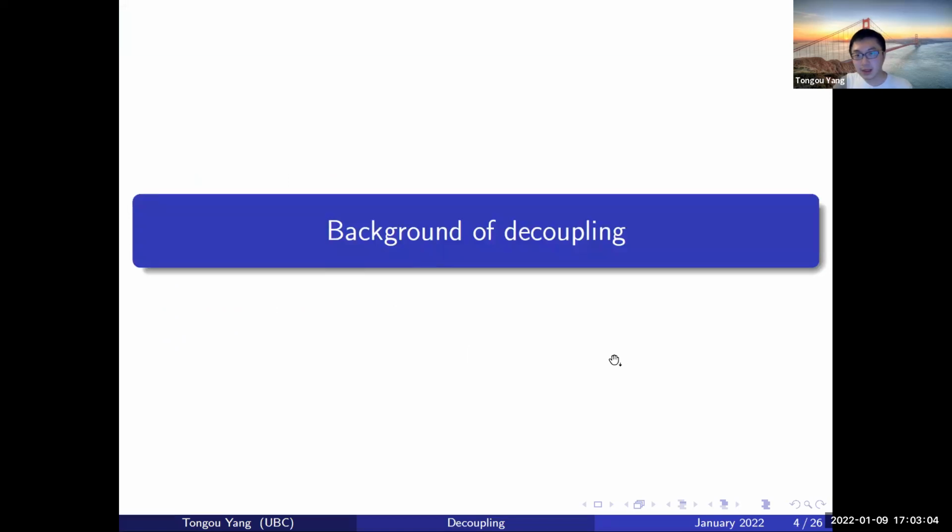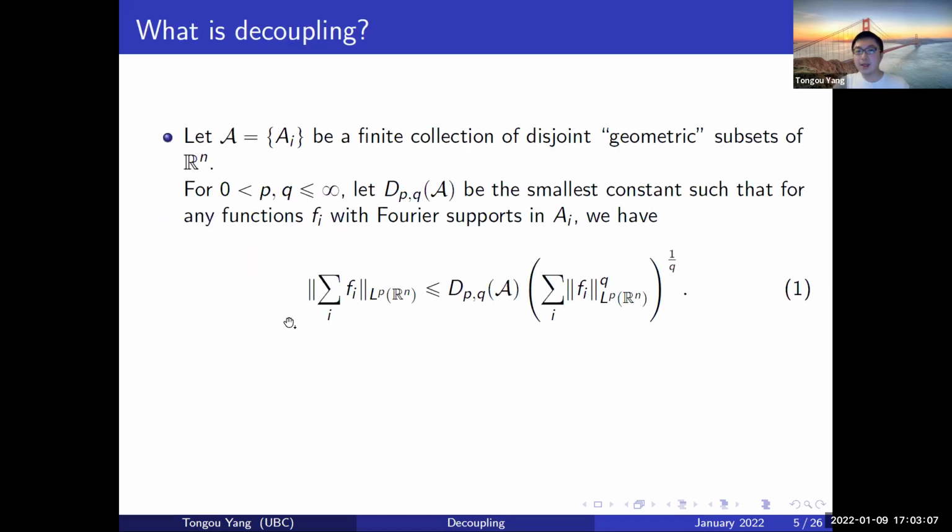So, background of decoupling. What is decoupling? Decoupling can be very generally formulated. So let A_i be a finite collection of disjoint geometric subsets of R^n. Here, by geometric, in most cases, it means the delta neighborhoods of some smooth manifolds in R^n. We will see in a moment what exactly these geometric subsets are.